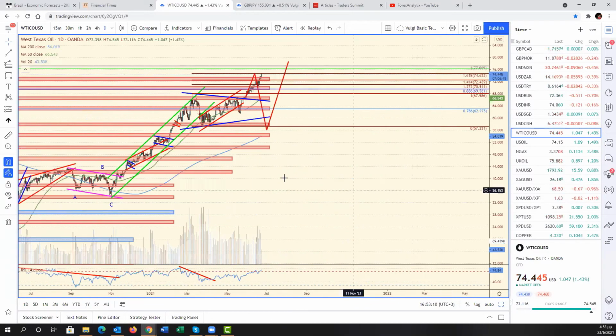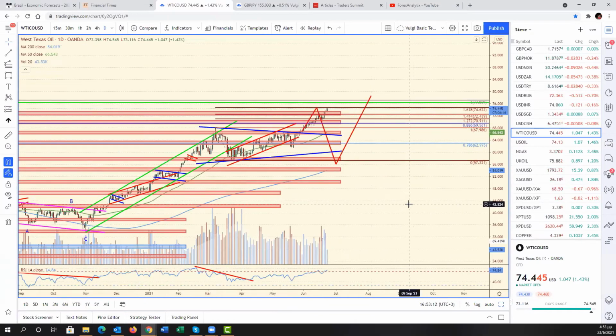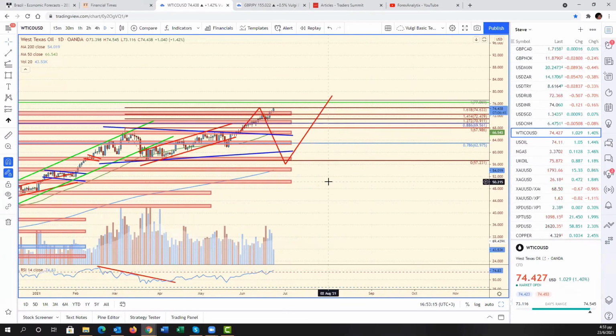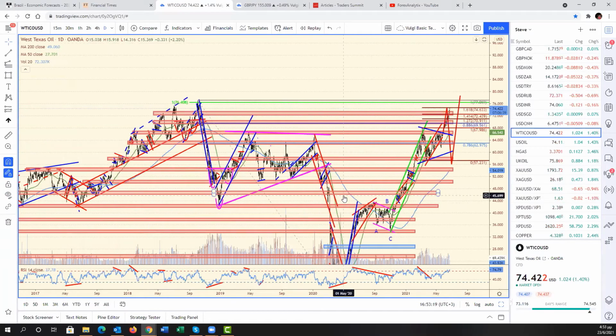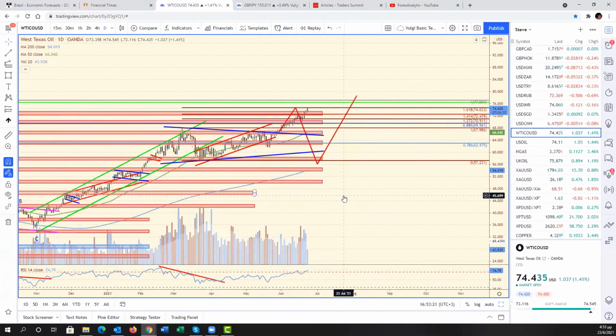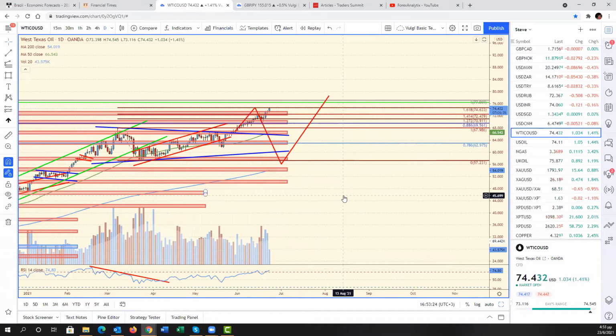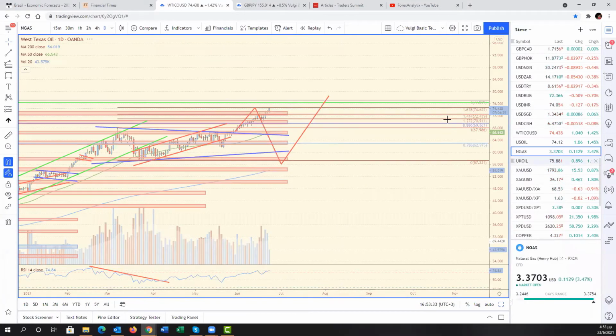So I don't know what the catalyst is going to be, but we're going to see some kind of a proper corrective move lower and fold sooner rather than later. And only then will I be interested once again in the upside, because I really believe there's a lot more upside coming for crude oil, as is also the case with natural gas, right?